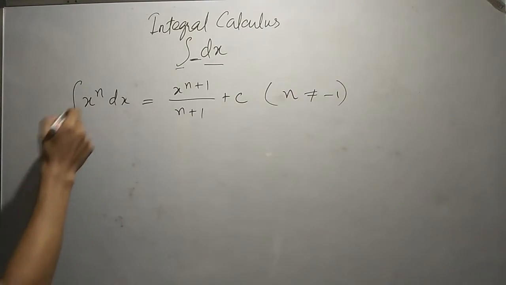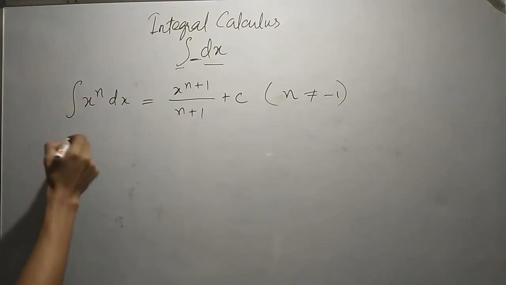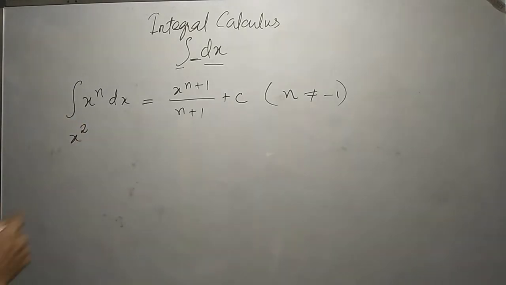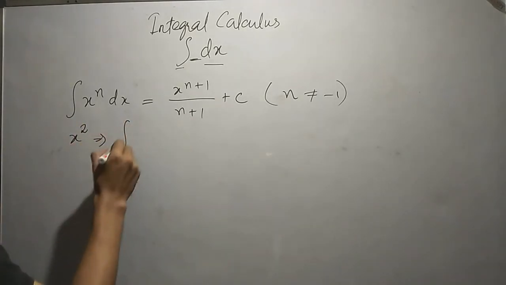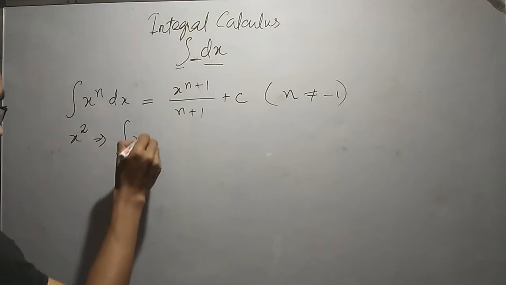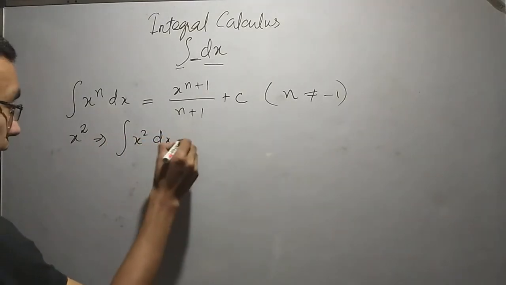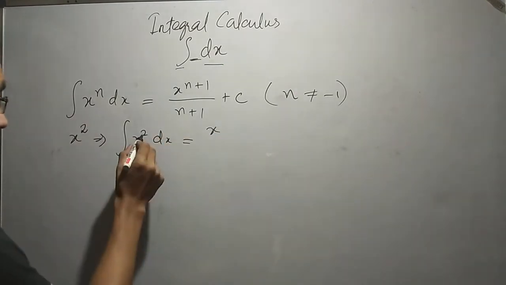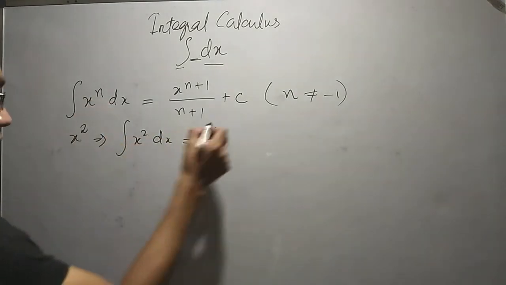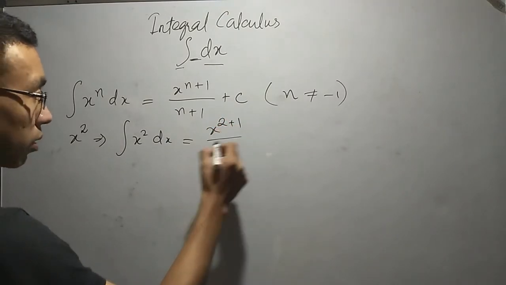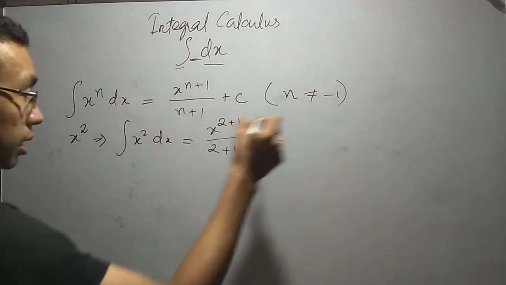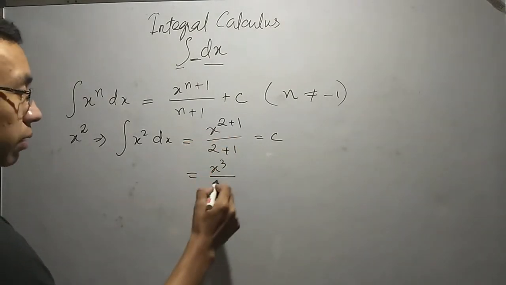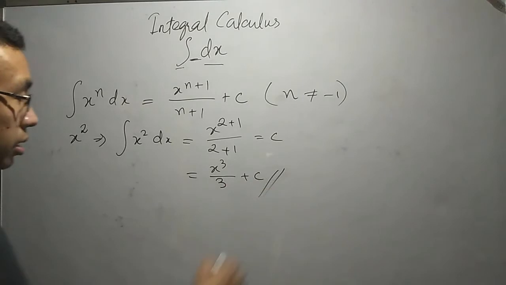Now based on this, let's try out one example. So x to the power 2, we have to integrate. Suppose we are integrating this one, then integral x to the power 2 dx equals, here n is 2, so x to the power 2 plus 1 divided by 2 plus 1, plus c. And this will be x to the power 3 divided by 3 plus c. So this is the answer.